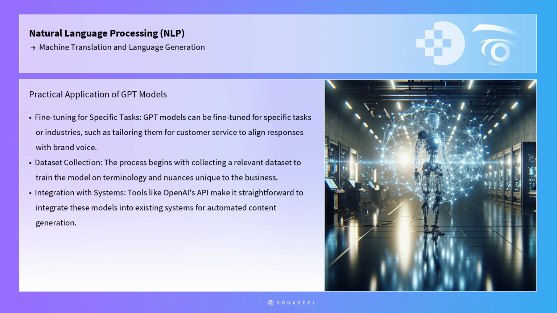Tools like OpenAI's API make it straightforward to integrate these models into existing systems, enabling businesses to automate content generation while maintaining a high degree of personalization and relevance.